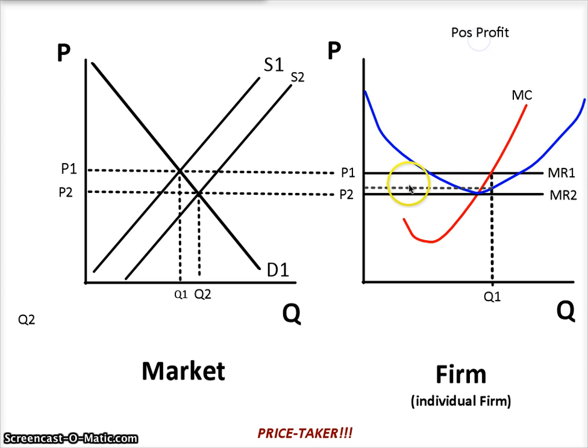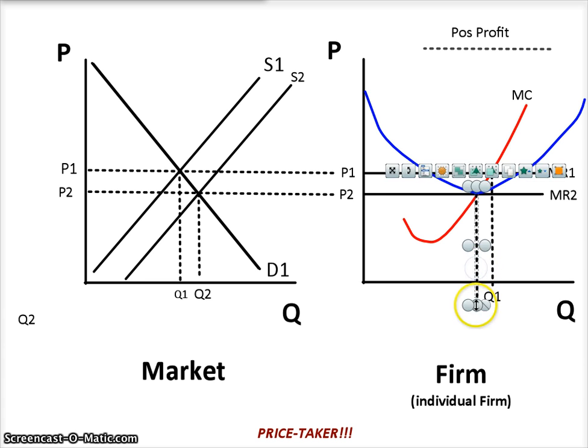When that is reached, the positive profit for the firms goes away. The individual firm has a new profit maximizing quantity. In the previous video, we took a look at curve shifts and how this works. Go back and review it if you're confused at this point. But ultimately, take a look at where we wind up.